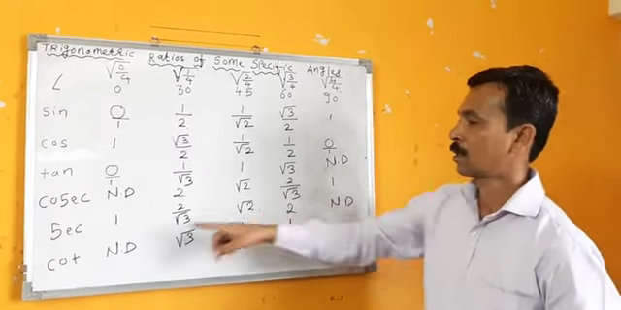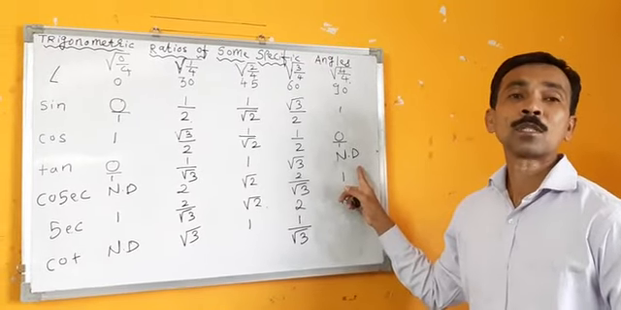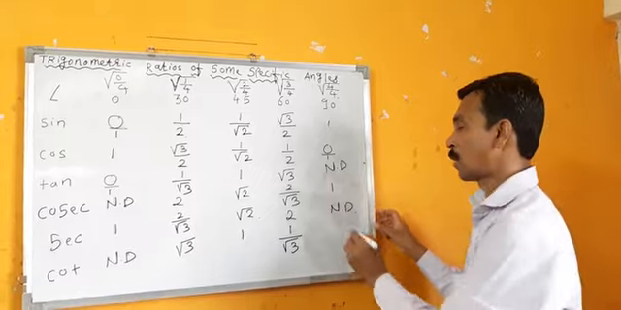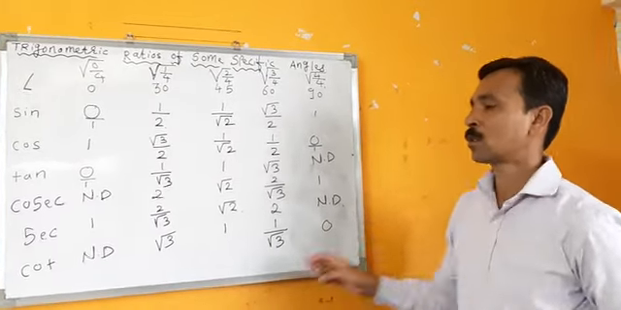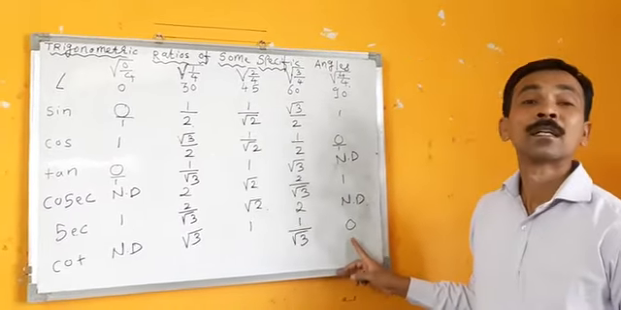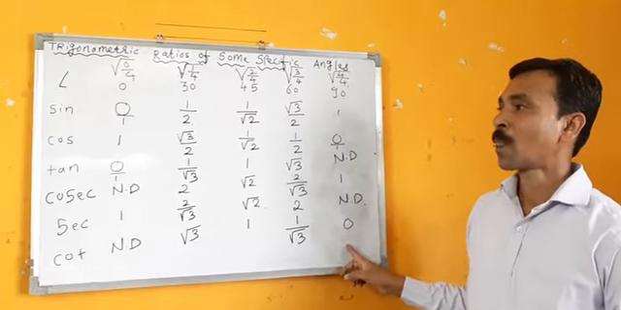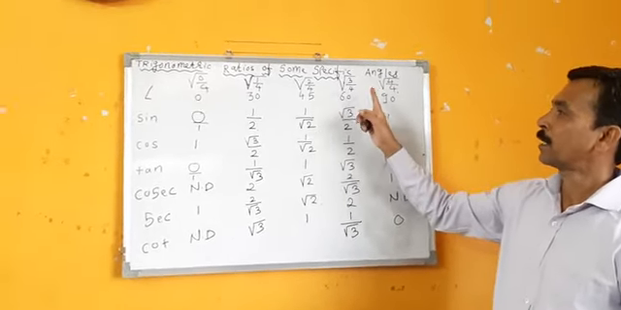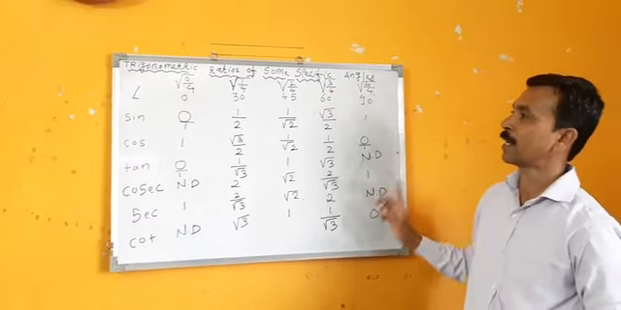Now cot 90. What is tan 90? Not defined. Not defined means 1 upon 0. So what is reciprocal of 1 by 0? 0 by 1. What is 0 by 1? 0. So what is the value of cot 90? 0. So this way, we find the trigonometric ratios of some specific angles.